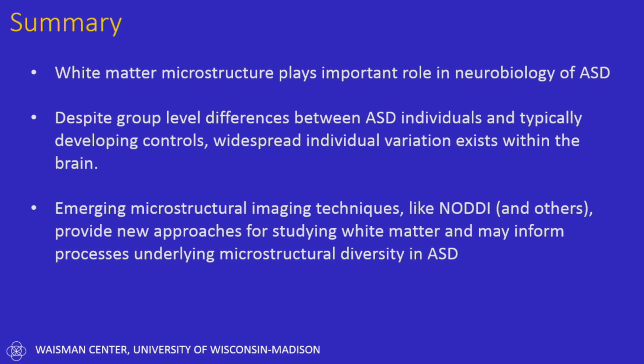And then also emerging techniques like NODDI and others that are more recent provide new aspects for studying white matter, and they may inform on some of the underlying neural processes and the neurodiversity that we see in ASD. And really that's the key part for using brain imaging, is that we need to be able to understand what that underlying microstructural process is in order to help develop new techniques and possible treatments and interventions.